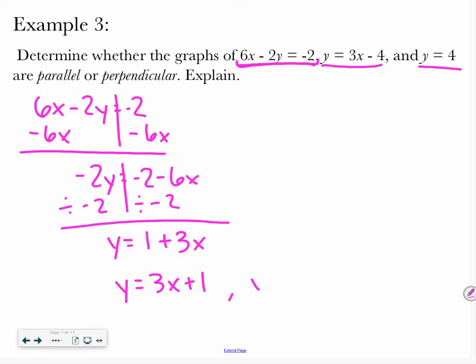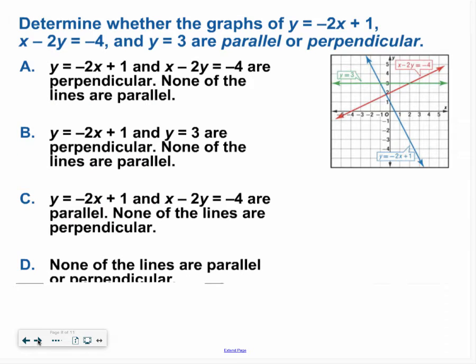Then I had y equals 3x minus 4. So I know that these two are parallel. And then I have y equals 4. Does that have the same slope as the 3x? No. Does it have the opposite reciprocal slope, so it's perpendicular? No, it doesn't have any slope at all, so that means that one is not going to be related to these first two. So our first two are parallel. Go ahead and try this one on your own, see how you do.